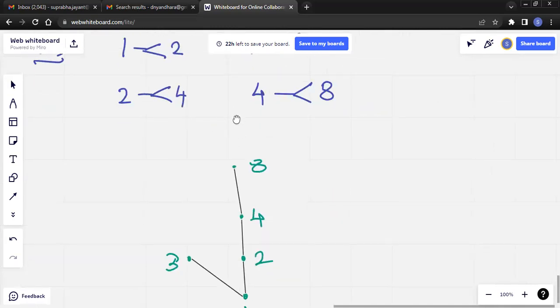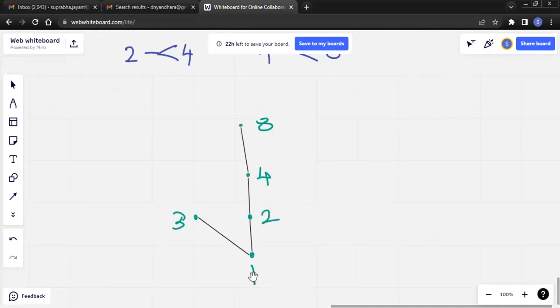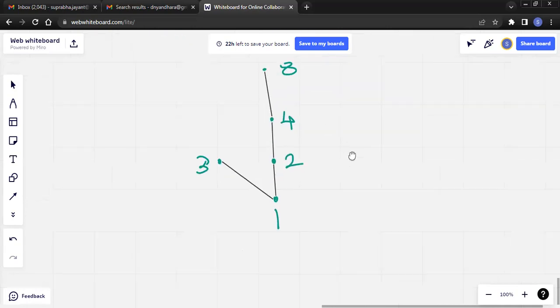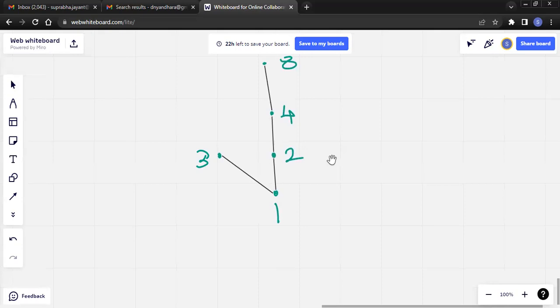So how do we draw it now? You can see 1 is at the bottom, 2 and 3 are a bit higher, 4 is higher than 2, and 8 has the highest position. And you can see 2 and 3 are not connected, neither is 3 connected with 4 nor with 8. So this is the Hasse diagram. I hope this will be quite fruitful to you. So keep practicing and all the best.